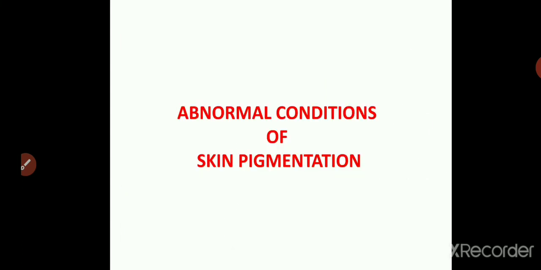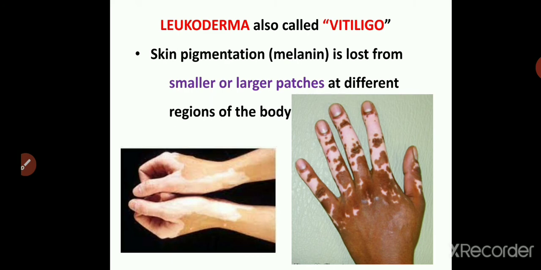But abnormal pigmentation in the skin also produces some disorders. So here we will study two disorders. The first one is leukoderma. It is also called vitiligo. It is a condition in which the skin pigmentation is lost in patches. Not completely, but slowly it is lost in patches of various sizes. Some patches may be big, some patches may be small, and this can happen in different parts of the body.